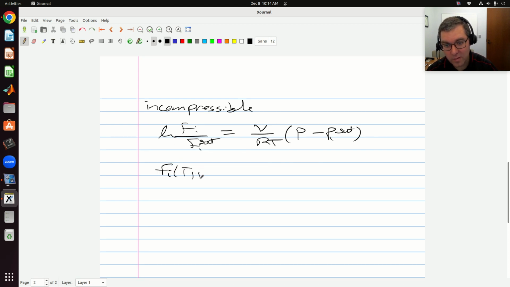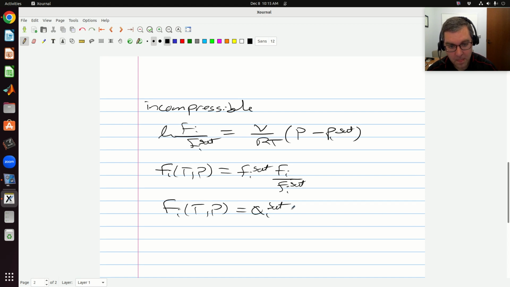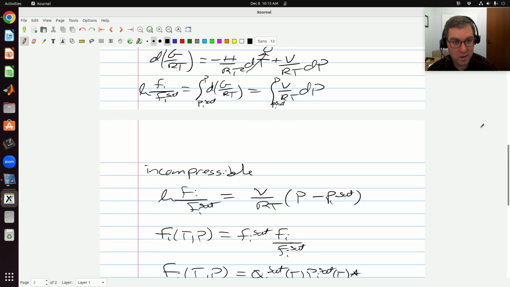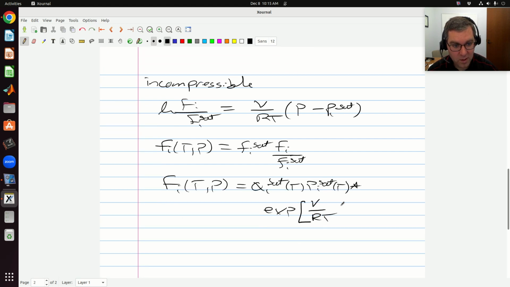Where we typically end up seeing it is not in terms of logs. If I were just to expand the fugacity of component i at a given temperature and pressure, I could write this as the fugacity of component i at saturation times the relative fugacity of component i at saturation. So if I expand, I get the fugacity of component i at given temperature and pressure: phi sat at T times pi sat at T, and then my Poynting correction, which would be the exponential of, for an incompressible fluid, V over RT, P minus P sat. If I had to worry about change in V, I'd plug that in, but just to keep it simple.